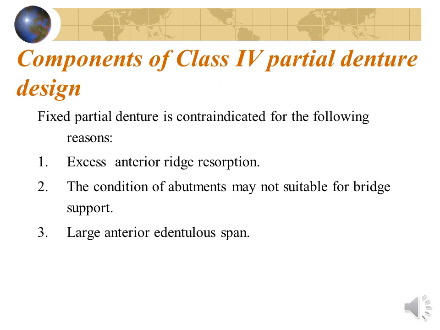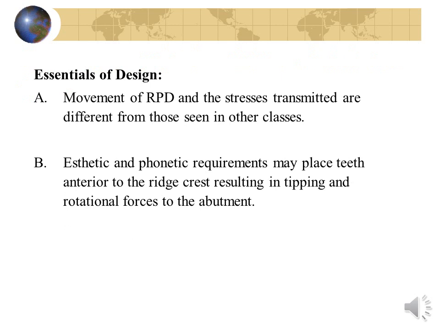Components of Class 4 Removable Partial Denture Design. Fixed partial dentures are contraindicated in situations where ridge resorption may necessitate the addition of an anterior flange, where the condition of the abutments may not be suitable for bridge support, or where the length of the edentulous span may put more strain on the abutments. So, in such cases, removable partial dentures are advised.